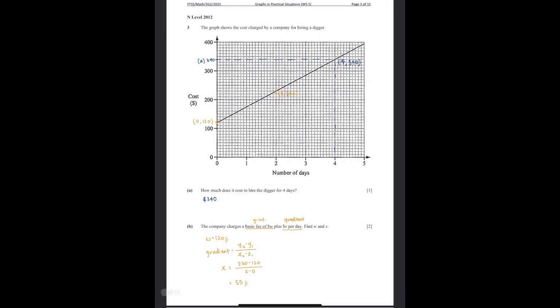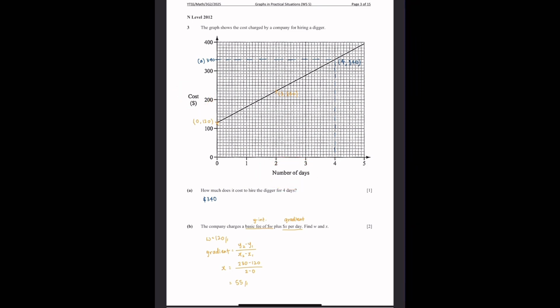So the company charges a basic fee of $W. So this basic fee means at day 0, you already have to pay $120. So the y-intercept here will be 120, which is W. So X dollars per day. This means it is the gradient, because the gradient of this line will be cost over number of days.